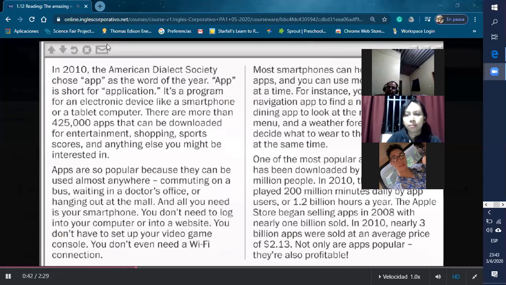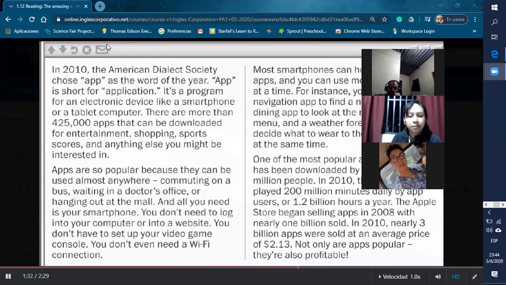In 2010, the American Dialect Society chose app as the word of the year. App is short for application. It's a program for an electronic device like a smartphone or a tablet computer. There are more than 425,000 apps that can be downloaded for entertainment, shopping, sports, scores, and anything else you might be interested in. Apps are so popular because they can be used almost anywhere. Communicating on a bus, waiting in a doctor's office, or hanging out at the mall. And all you need is your smartphone. You don't need to log into your computer or into a website. You don't have to set up your video game console. You don't even need a Wi-Fi connection.